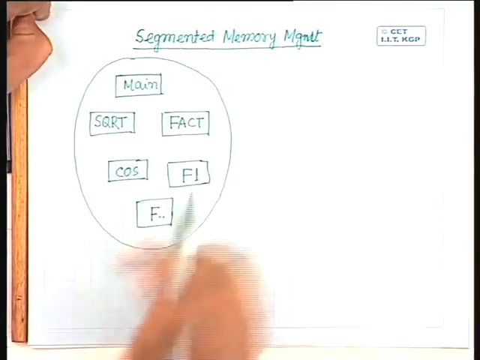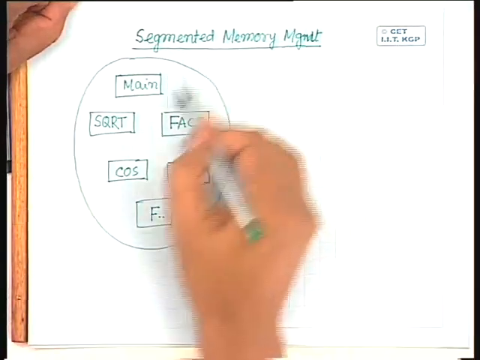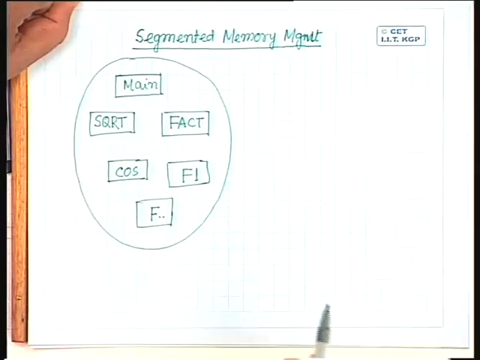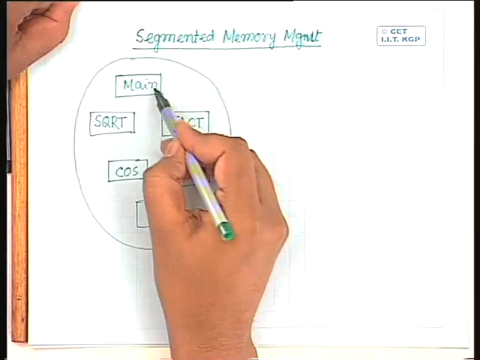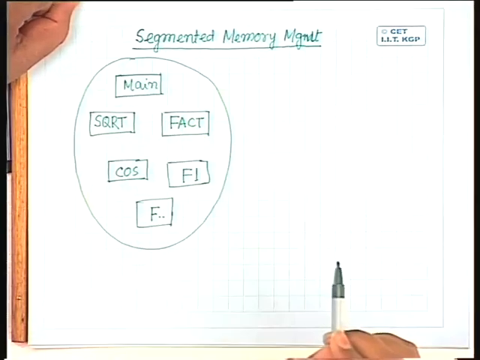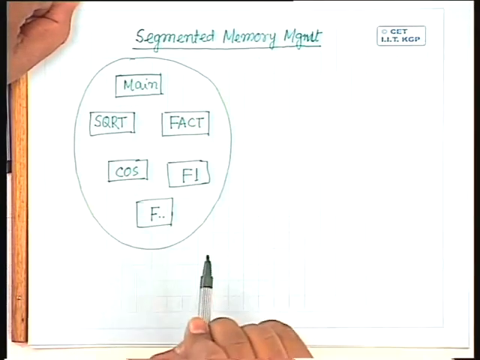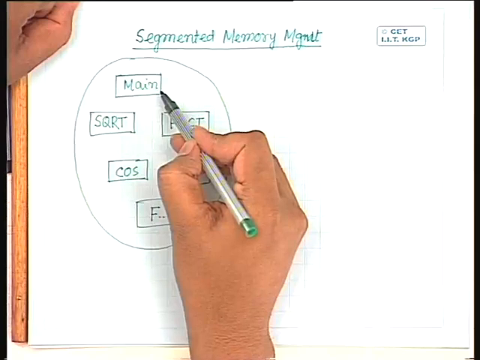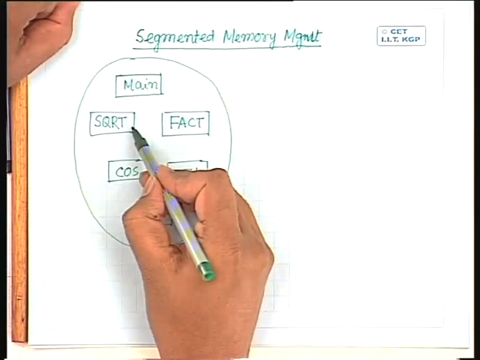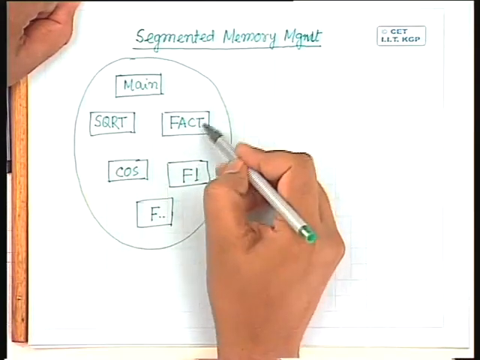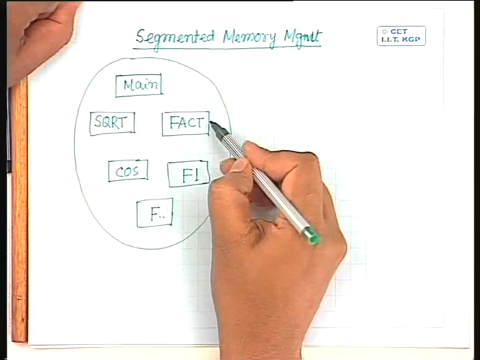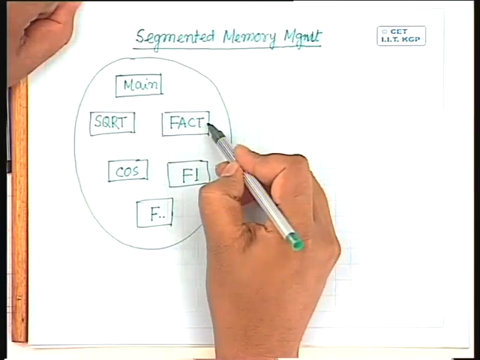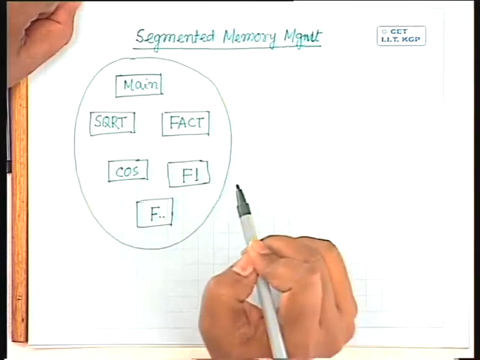In case of segmented memory management, what is tried is, we try to maintain the structure of the logical address space. That means we will create a segment corresponding to the function main. We will create a segment corresponding to the function SQRT. We will create a segment corresponding to this function factorial, and so on.